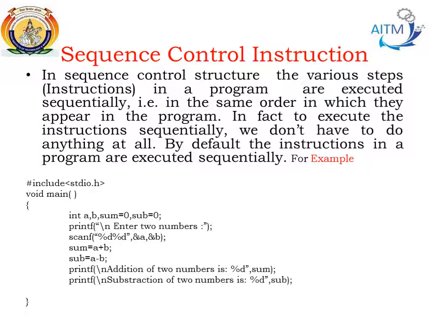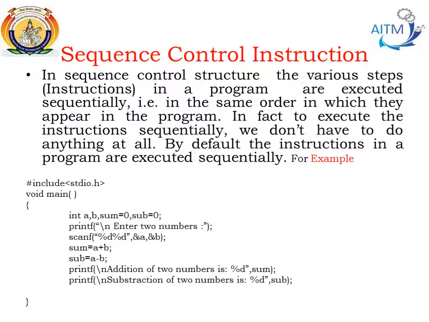After this instruction is executed, the next instruction that will be executed is the scanf statement, which reads two values from the user. Once the values have been read, the next instruction that gets executed is sum = a + b, which performs addition of the two numbers entered by the user. After this, the next instruction that gets executed is sub = a - b, which performs the difference between the two numbers, that is, the subtraction operation.